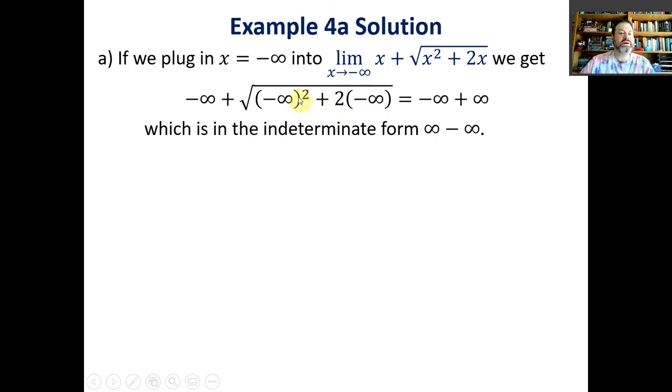But this number is still a lot bigger than this number because this is squared and this isn't. So when we take the square root, this number is really what we're taking the square root of. So we have negative infinity squared. This is so much bigger than this that we can basically ignore this. So we end up with square root of infinity squared, which is just infinity. So this has the indeterminate form infinity minus infinity.